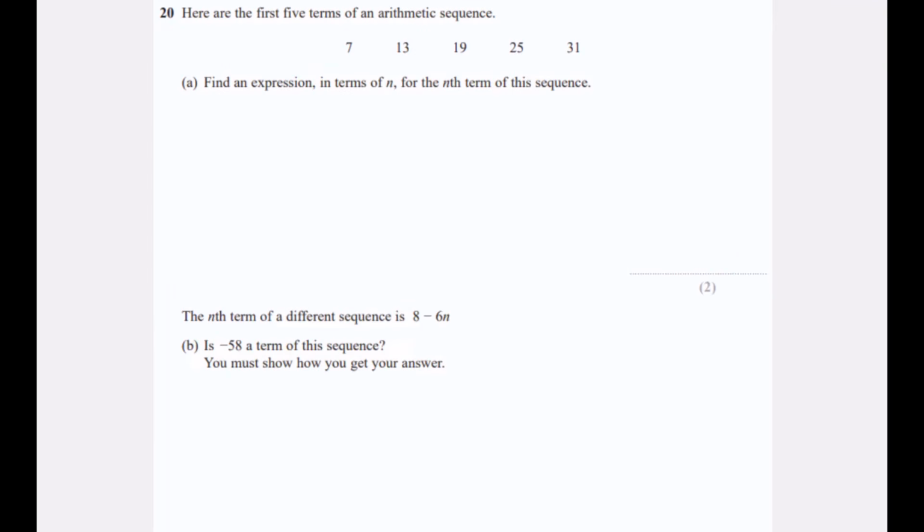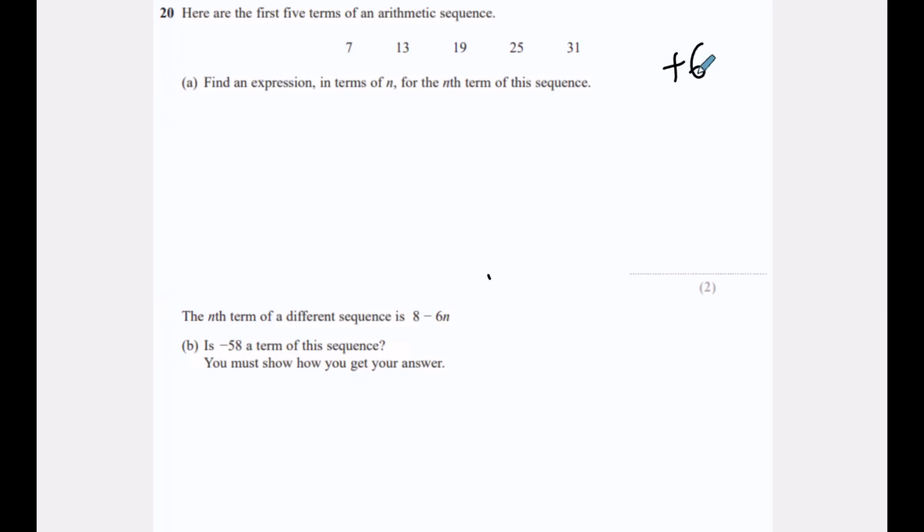Question 20. Here are the first 5 terms in an arithmetic sequence. Find an expression in terms of n for the nth term. So we can see it's going from 7 to 13, 13 to 19, 19 to 25. It's going up by 6 every time. The term-to-term rule, to get from one term to the next term, we add 6.